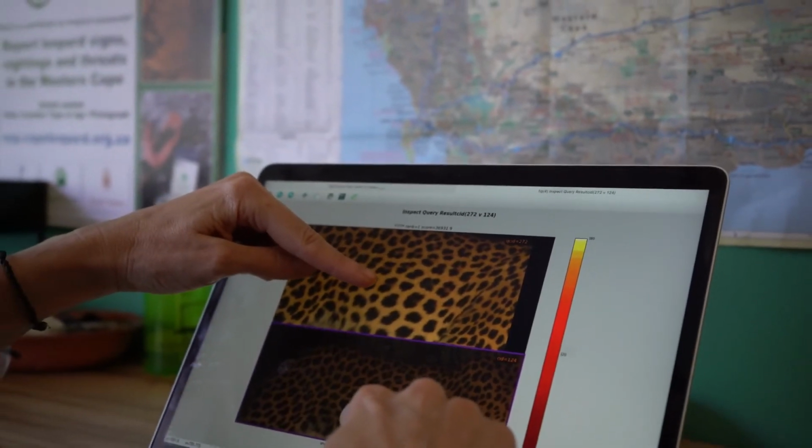The input files that show which leopard was photographed at each station on each day are now ready to go, so we're able to run our density analysis and find out how many leopards we have in the area.